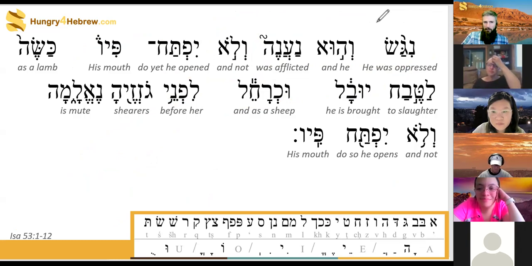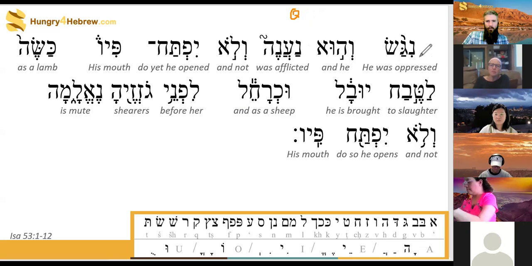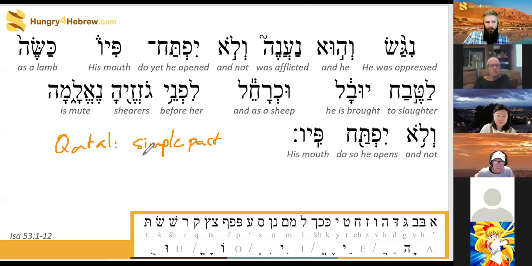Especially in narrative texts, we should expect the qatal to represent, you know what, let me make a list down here. We should expect qatal verbs to represent some sort of completed action. So that could be a simple past, that could be a perfect past or a pluperfect or past perfect.